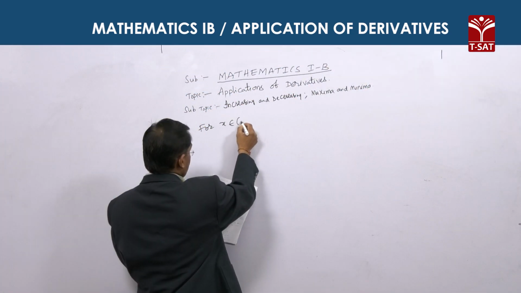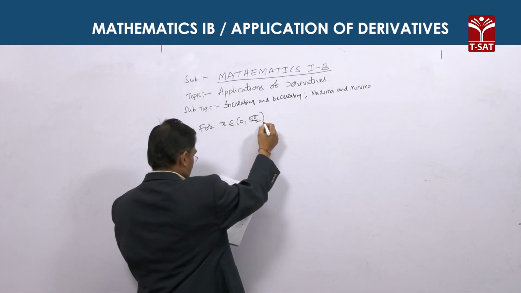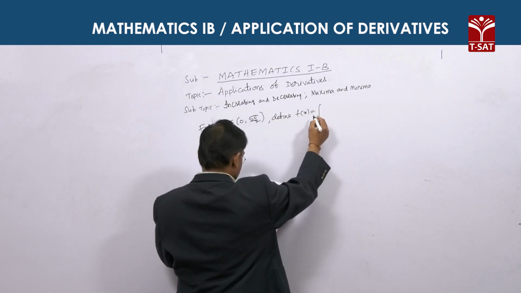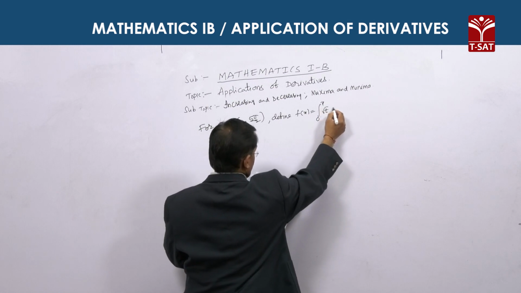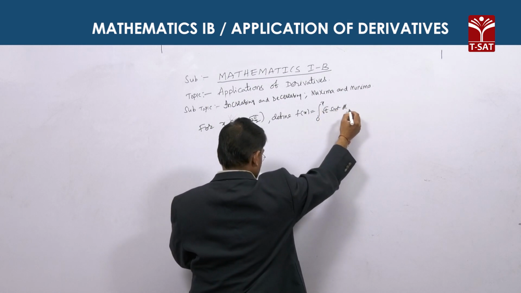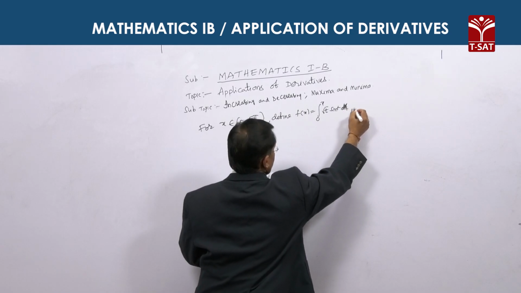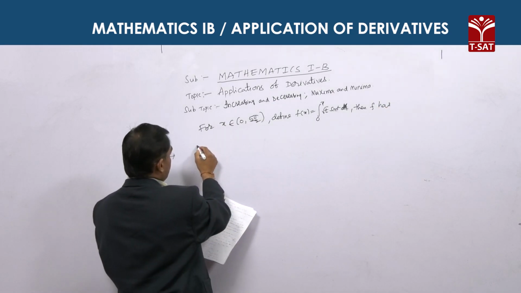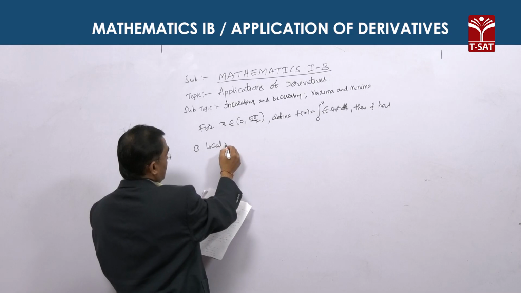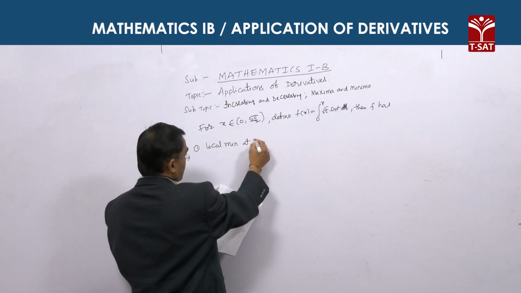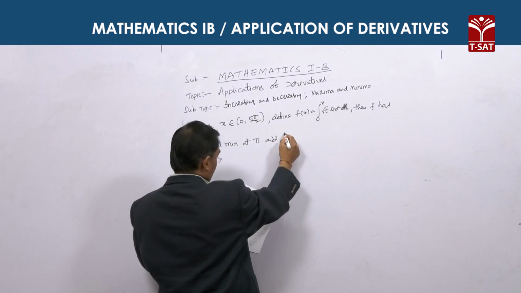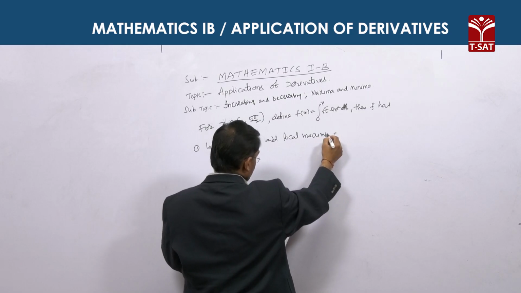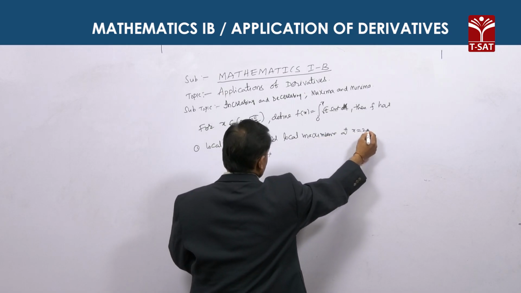Next question: for x belongs to (0, 5π/2), define f(x) equal to the integral from 0 to x of √t sin t dt. Then f has three responses here. First: f has a local minimum at x = π and a local maximum at x = 2π.